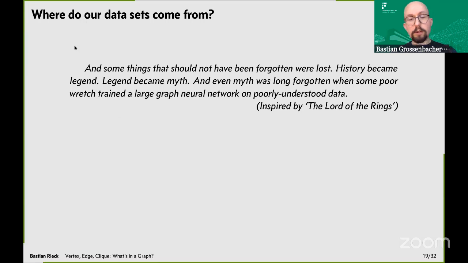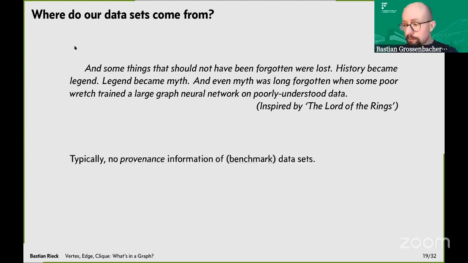So if you know Lord of the Rings, you might know this quote, right? Some things that should not have been forgotten were lost. History became legend, legend became myth, and even myth was long forgotten when some poor wretch, so that will be me, trained a large graph neural network on poorly understood data. So that describes my research perfectly in more ways than one, and in more ways than I wish it would be the case.